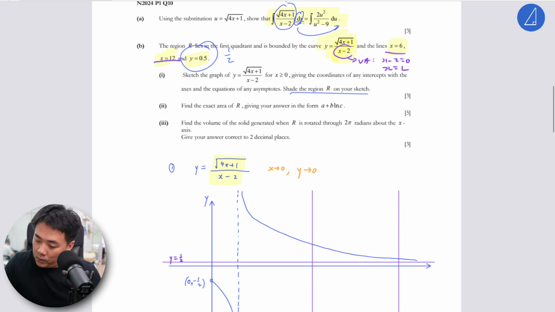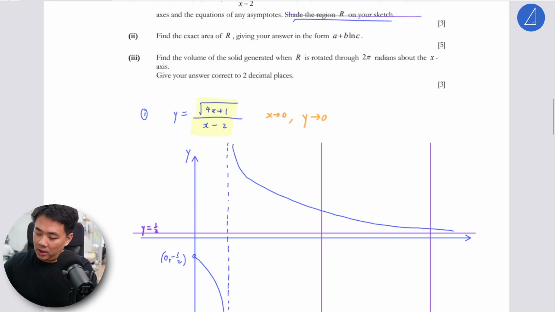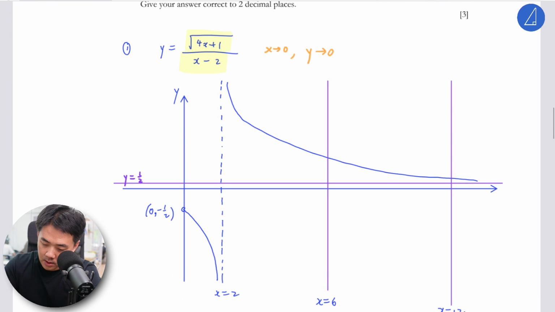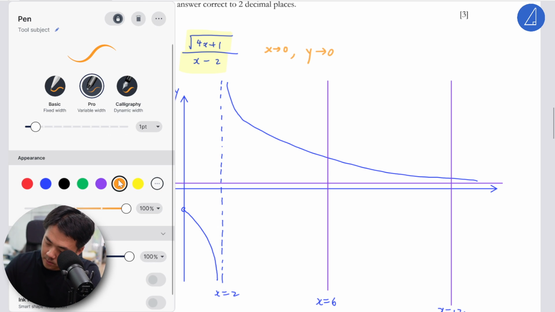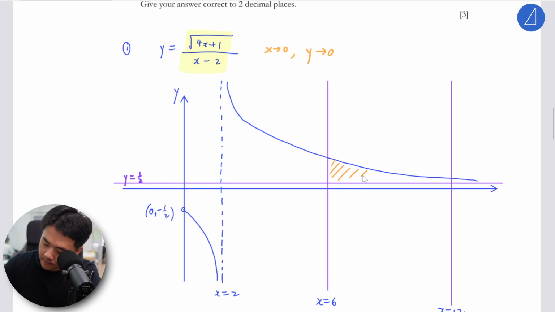Then we need to shade the region R. Shade it. Okay, so the region R will be here. I'm going to shade it here. This is region R, bounded by the curve. So on, this is R.